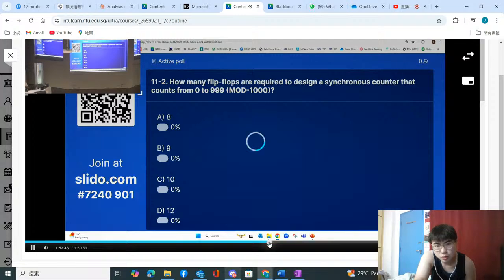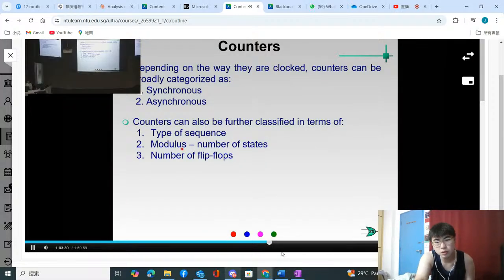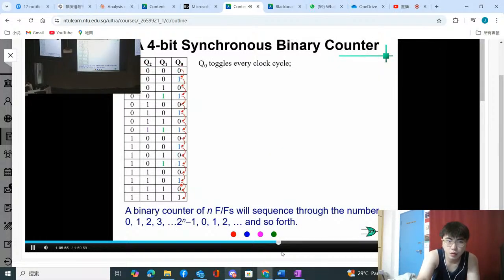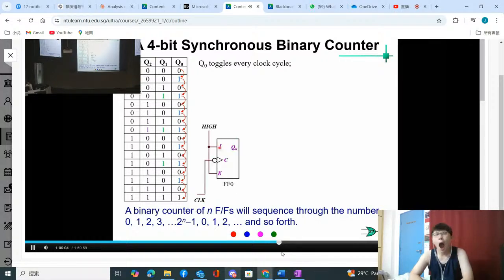How many flip-flops are required now? You have 4 bits, you can count up to 16. To count Q3, Q2, Q1, Q0, and toggle every clock cycle. You can use the first flip-flop to generate Q0 by tying the JK to high. If it's a T flip-flop, you just tie the T to high. And for the clock signal, very interestingly, I use a negative clock edge for counting up.